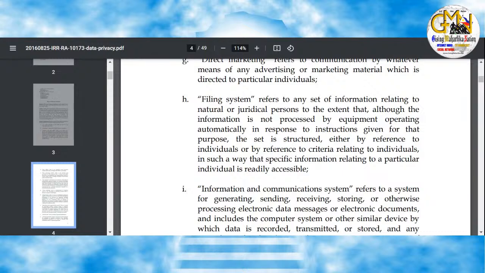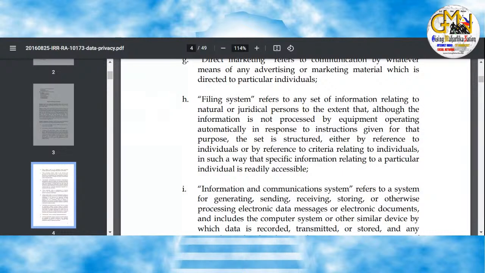Okay, letter H, filing system refers to any set of information relating to natural or juridical persons to the extent that although the information is not processed by equipment operating automatically in response to instructions given for that purpose, the set is structured either by reference to individuals or by reference to criteria relating to individuals in such a way that specific information relating to a particular individual is readily accessible.